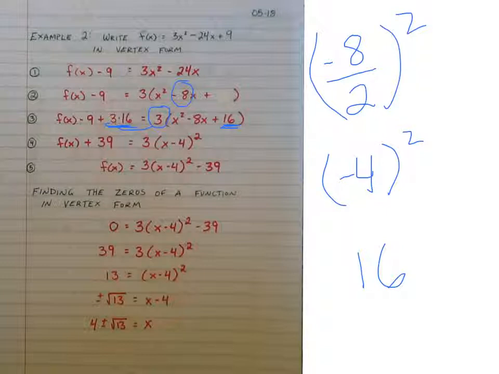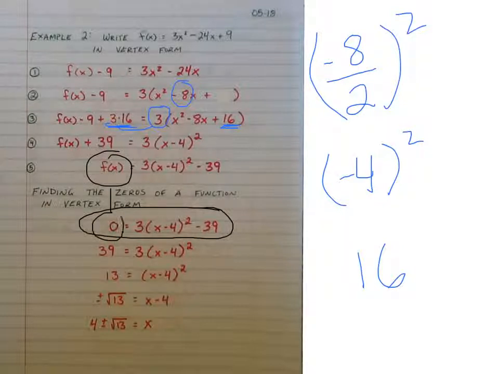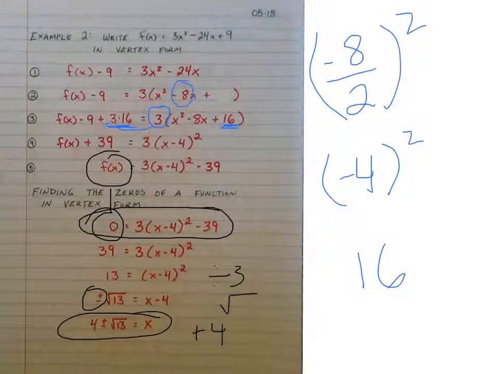We might be asked to find the zeros of a function in vertex form, or to solve a function. In this particular case, I just used the example from above, and I was solving for the zeros, which means f of x became equal to 0. So the first step I did was add 39 to both sides. The second step I did was I divided both sides by 3. Then I took the square root of both sides, and don't forget you need to include the plus and minus always. And then I added 4 to both sides, arriving at the 2 zeros of the function.